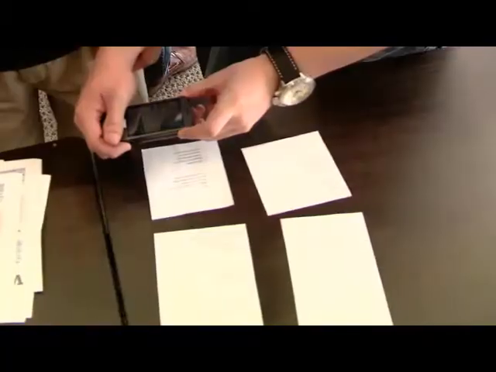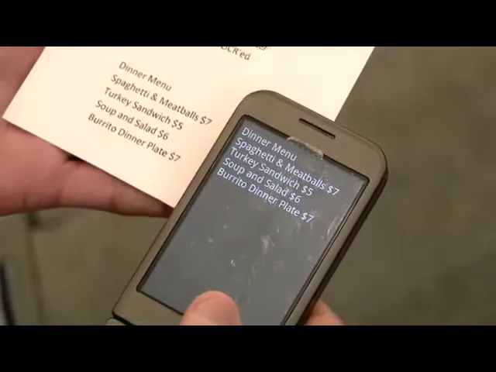Grab a printed text and you take a picture of it. As you can see here, the text is 100% accurate. Spaghetti and meatballs, $7. Spaghetti and meatballs for $7.